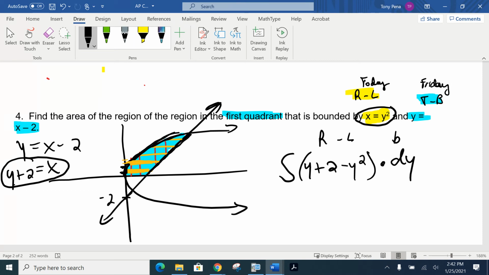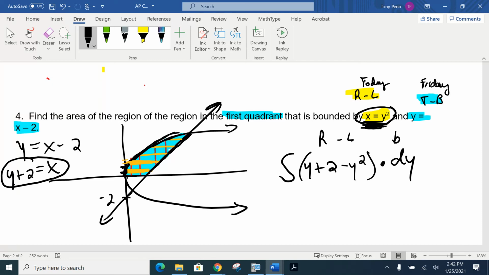Hopefully that makes some sense. If we were doing them vertically, we want to do top and bottom. We would have had to have solved this one for y so that it's written as y as a function of x. But in this case, we're doing it horizontally. Everything needs to be in terms of y. That means our limits need to be in terms of y.